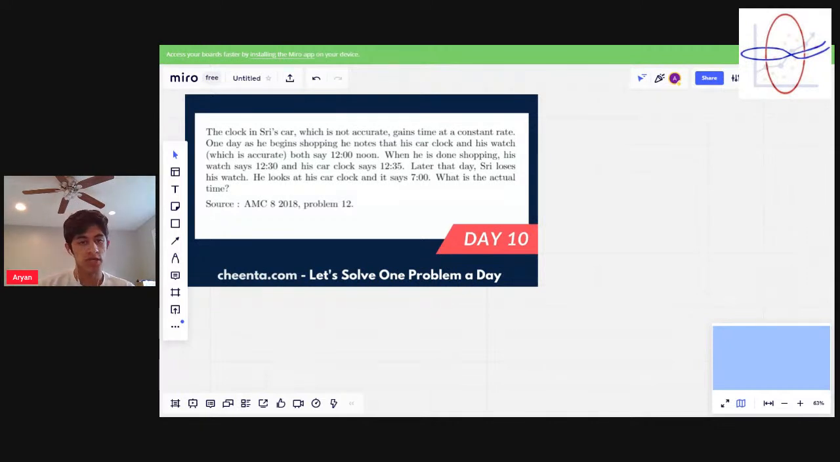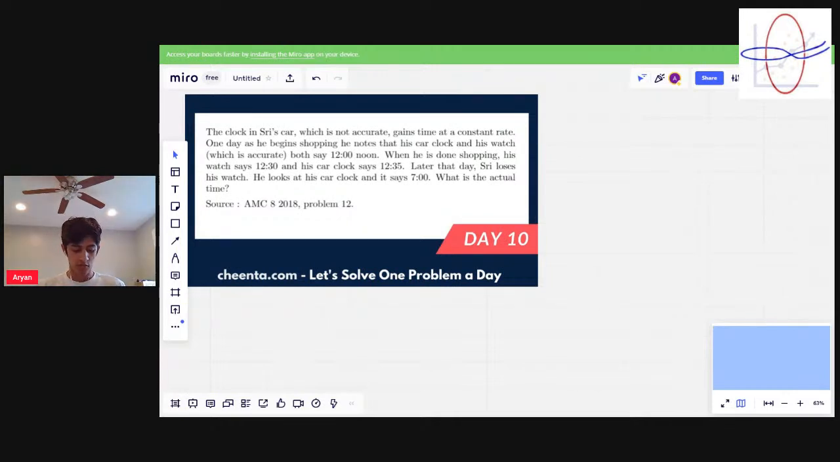The clock in Shree's car, which is not accurate, gains time at a constant rate. One day, as he begins shopping, he notes that his car clock and his watch, which is accurate, both say 12 o'clock noon. When he is done shopping, his watch says 12:30 and his car clock says 12:35. Shri loses his watch and he looks at his car clock and it says 7 o'clock. What is the actual time?